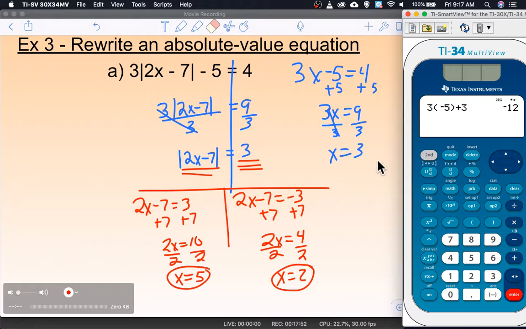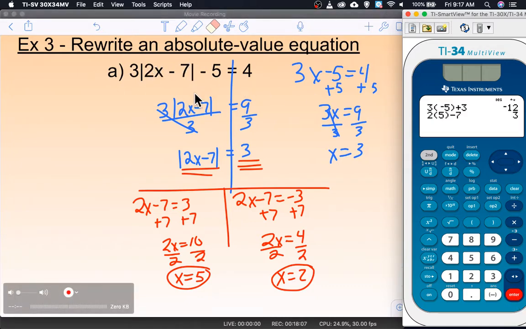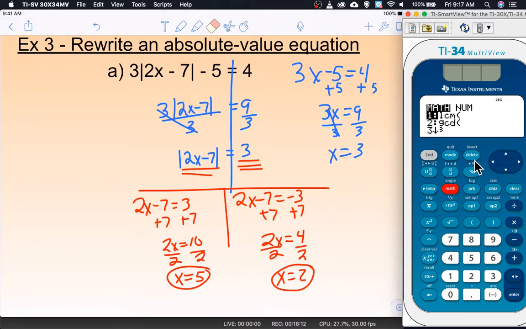So if I took my calculator, I'm going to do the inside of the absolute value first. So 2 times 5 minus 7 is 3. The absolute value of 3 is 3. In fact, there might even be an absolute value thing in here somewhere.